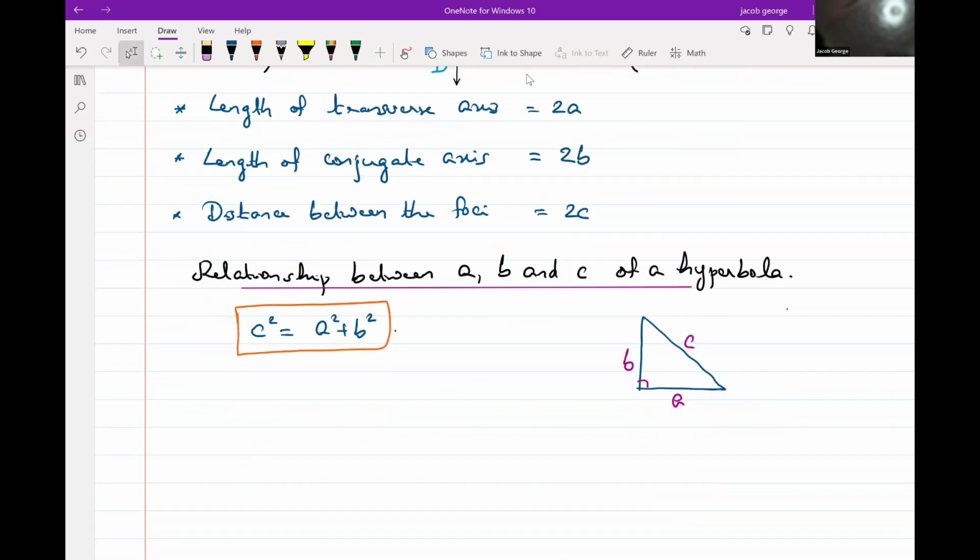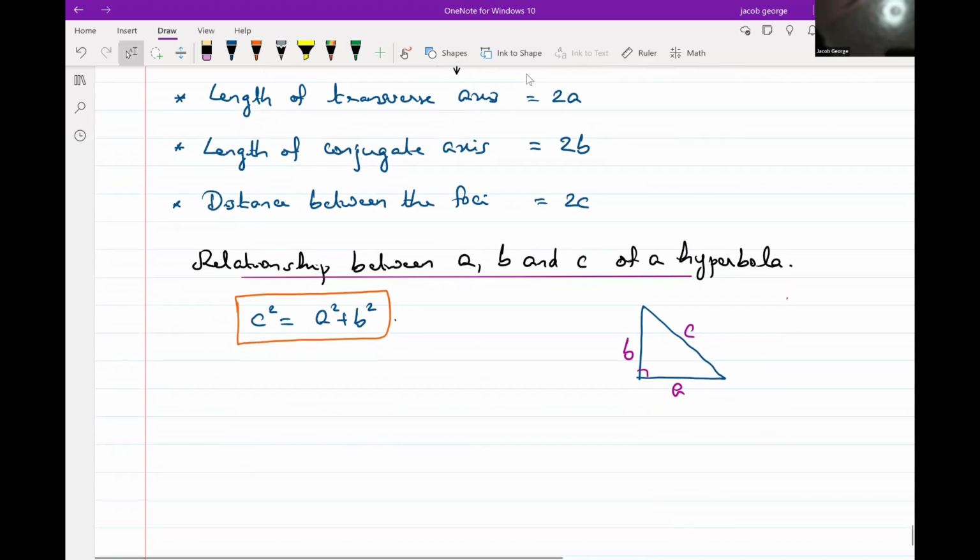Next, eccentricity, it is the same formula. E is equal to C by A. Length of latus rectum also has the same formula as in ellipse. What was length of latus rectum of ellipse? 2b square by A. It is also the same, 2b square by A.